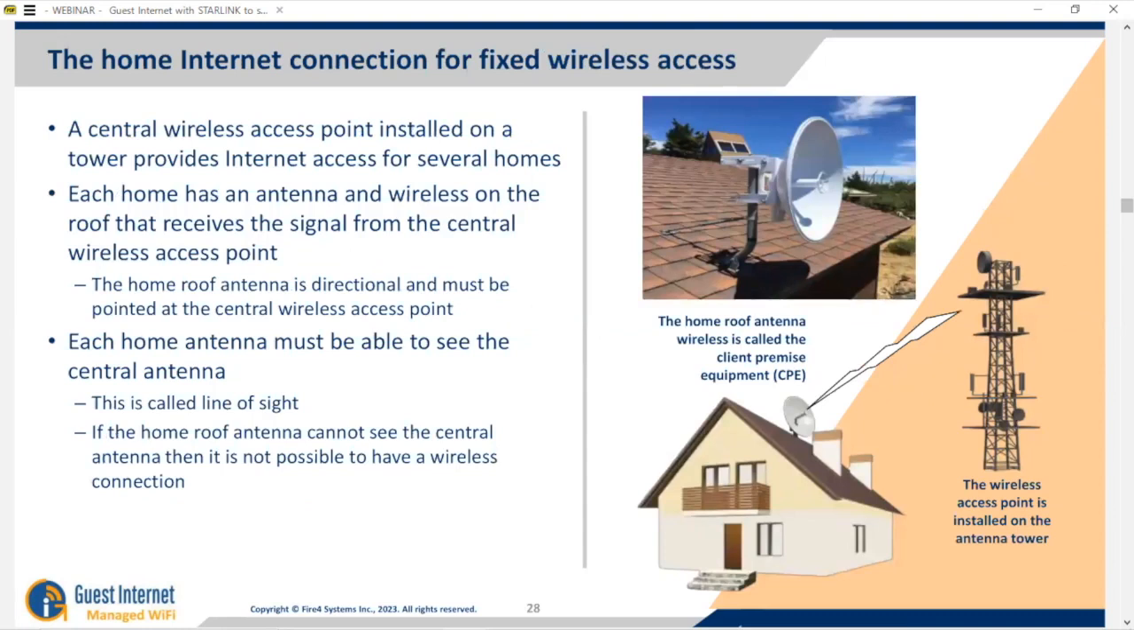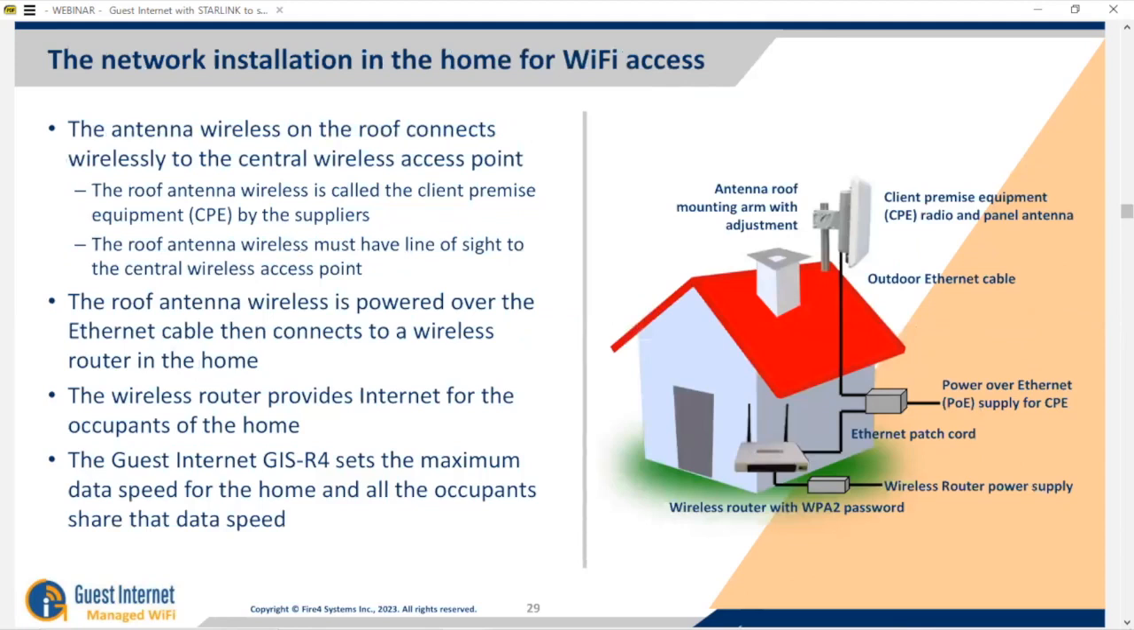Now, the home connection is a directional antenna. This shows a photo of a directional antenna on a roof for Wi-Fi, and that connects back to the tower that has a directional wireless access point. Inside the home, we want to provide wireless, and so the wireless unit on the roof, we call that a client premise equipment with a directional antenna, connects down through a power supply to a wireless router in the home. And so with this installation, the residents of the home have internet access.